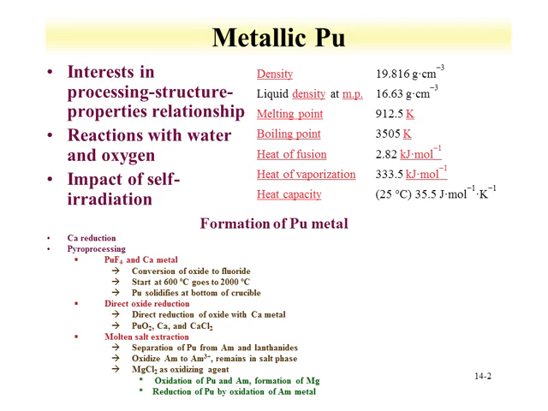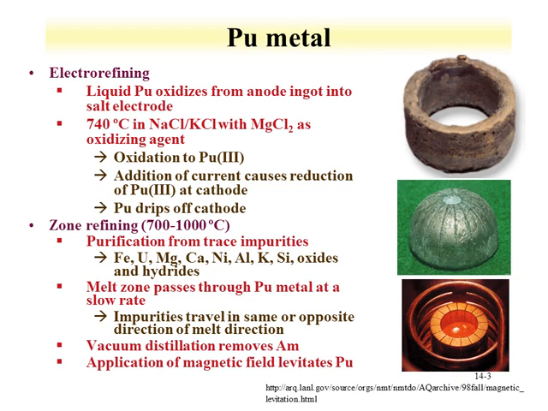And then there's molten salt extraction, where a molten salt system is used as a solvent, where plutonium can be reduced to the metallic state, and the solvent, in this case molten salts, is not influenced by the reduction behavior. Electrorefining is a process where plutonium is formed into a metal in a molten salt system. In this case, liquid plutonium can oxidize from an anode ingot into an electrolyte salt.